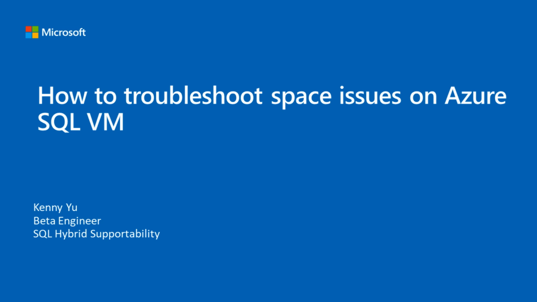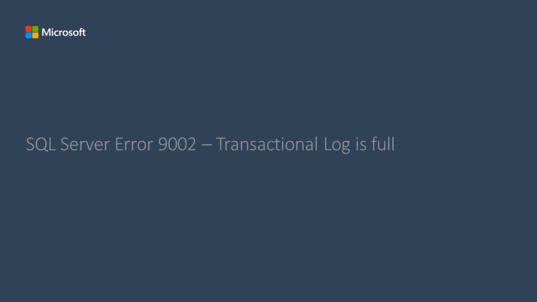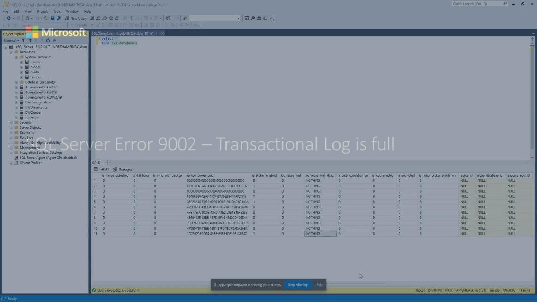My name is Kenny Yu, and today I'll be presenting on how to troubleshoot SQL Server space issues on Azure SQL VM. SQL Server error 9002 is when the SQL Server transaction log is full. To prevent this error, it's important to truncate the logs, properly size the transaction log and its volume, and set the auto growth size. The first step is to check the reason why the log is growing.